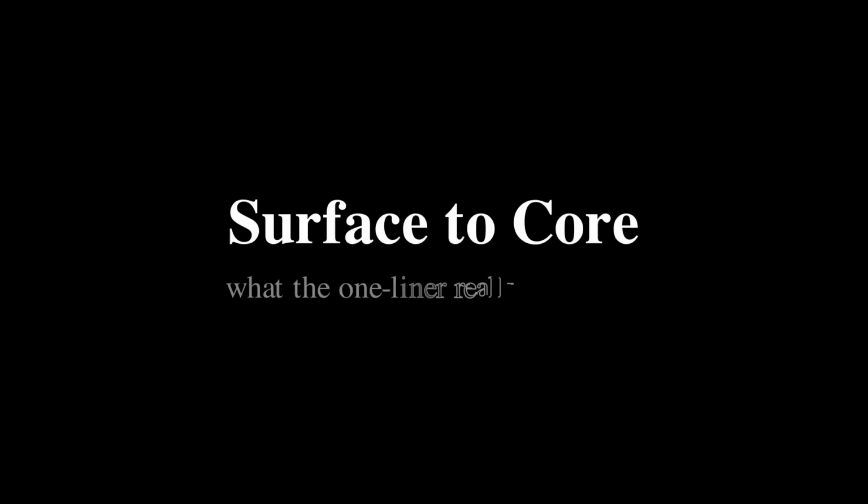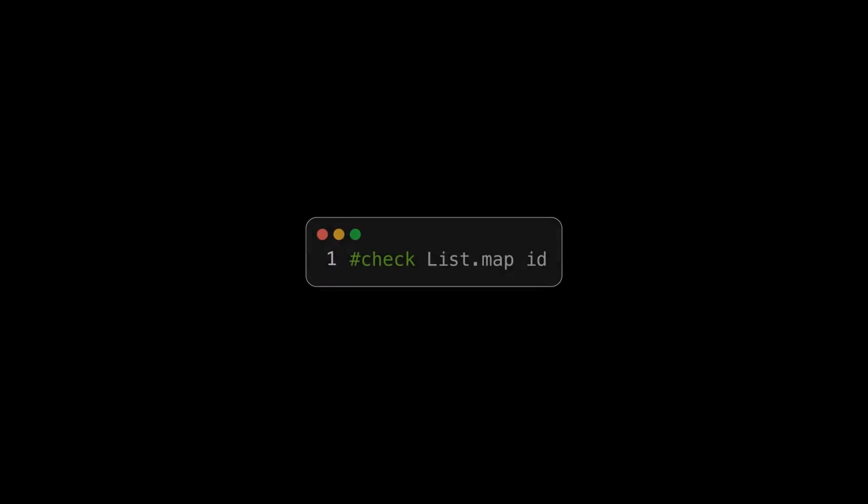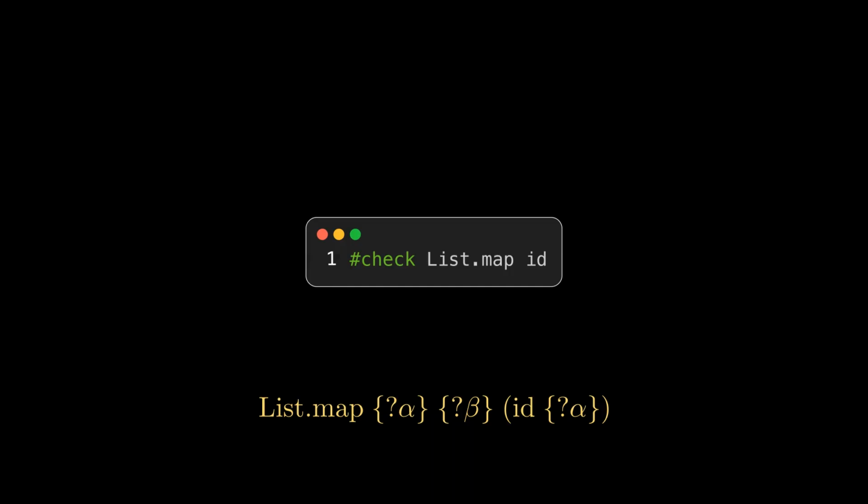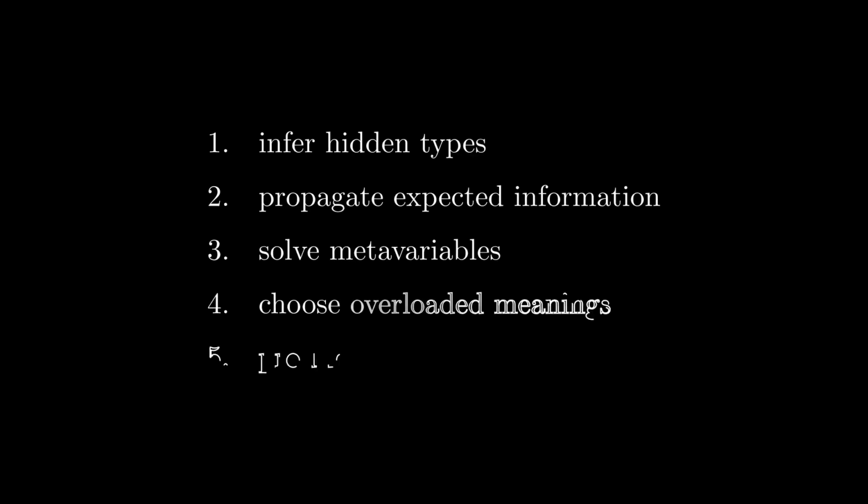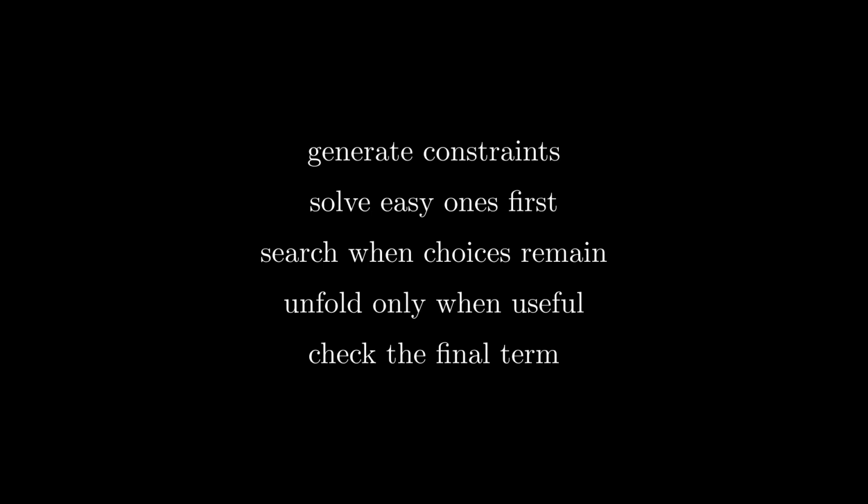Return to the line from the beginning. It was never just 3 tokens. It asked the elaborator to infer hidden types, propagate expected information, solve metavariables, choose meanings for overloaded syntax, and produce a core term. The central lesson is that elaboration is not one trick. It is a coordinated constraint-solving engine around a small, trusted kernel. That is the real shape of modern dependent type checking.